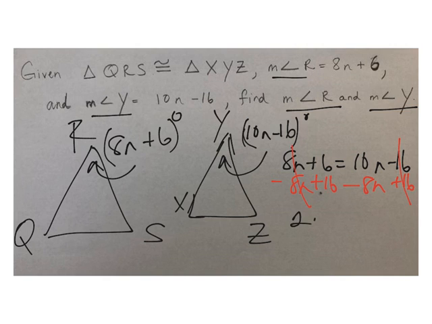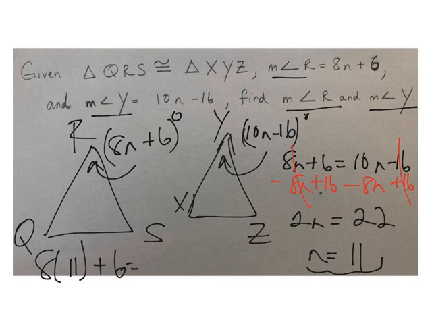Okay, I'm simplifying this a bit, so I'll get 2n is equal to 22. n equals 11. Now, how does this help us? This only helps us in terms of being able to substitute into these values. So let's take the first one. 8 times 11 plus 6, that's 88, plus 6 is 94 degrees. Okay, and then we'll do the same thing over here. And you would substitute your values into the other one and also solve for that other angle. All right, let's move on.